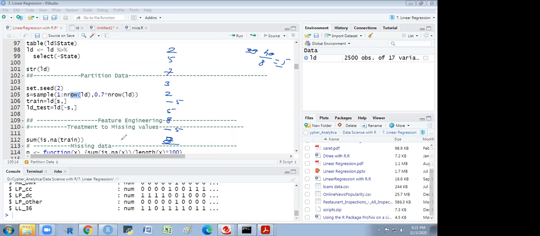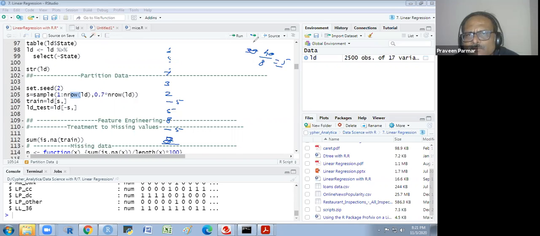Understand? Yes, sir. Now I am taking data for training purpose. So I am just hypothetically taking this data. I have taken this data for the training. Got it? And this I kept for the testing purpose, separate. Got it?